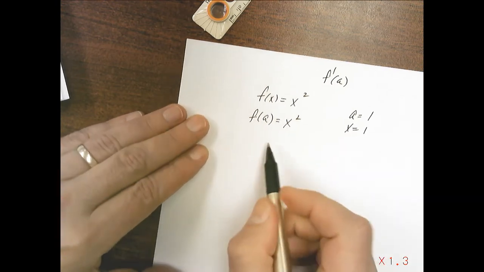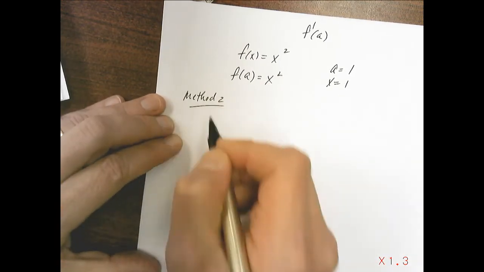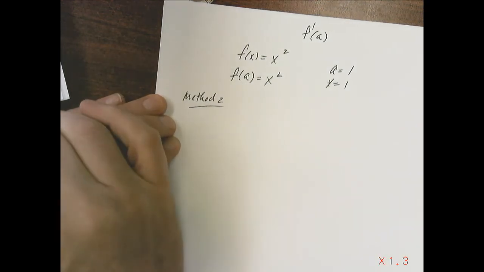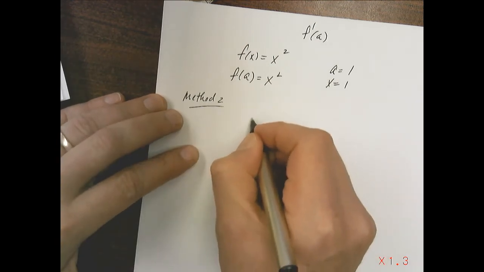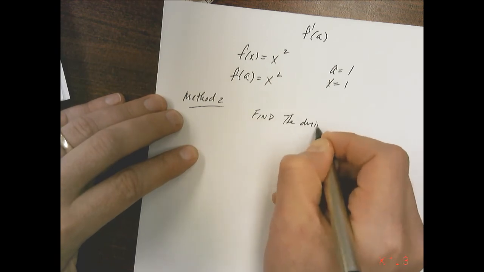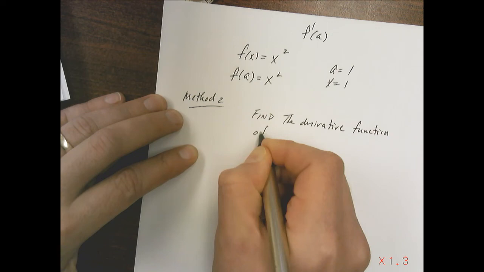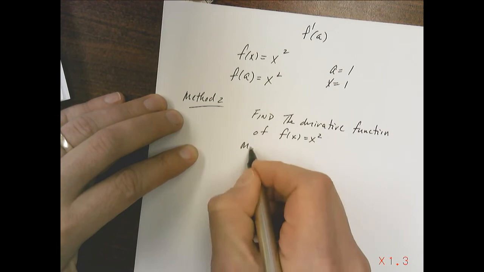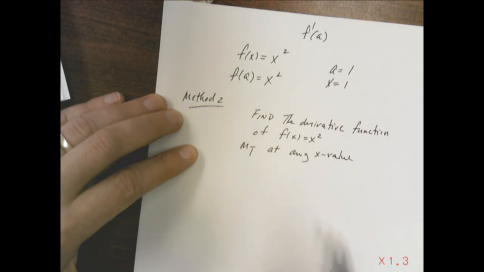So, what we're going to do now is use method 2. And in this case, I'm not going to use the fact that we know the point where we want the derivative. Instead, I'm going to find a new function. I'm going to find what's called the derivative function of f of x that will give me the slope of the tangent at any x value. So I'm going to be getting a function here.